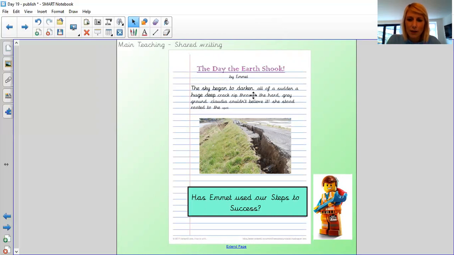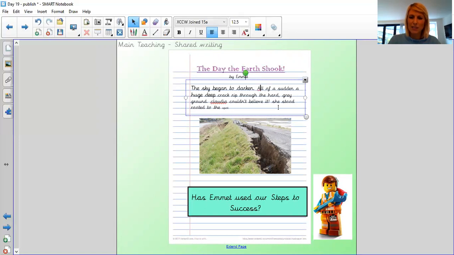Now, hang on, we've got a full stop there and we've got all with no capital letter. So Emmett still needs to remember his punctuation, doesn't he? His capitalization when he's writing. So don't forget your English skills, particularly if you're working on a computer. It can be really easy to forget things like capital letters and punctuation. So really make sure you include those.